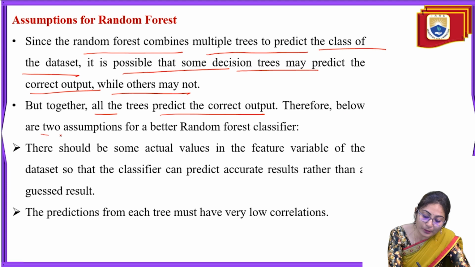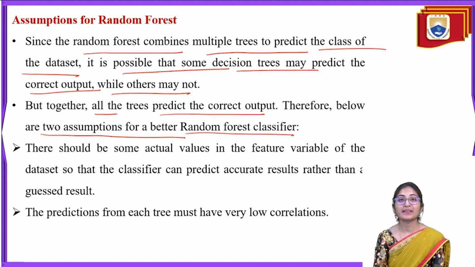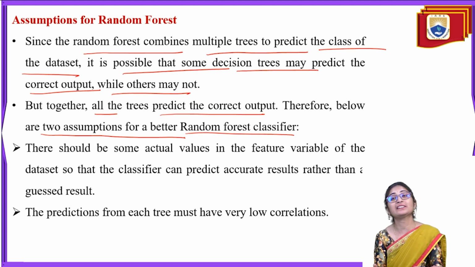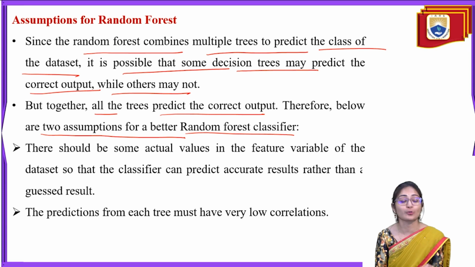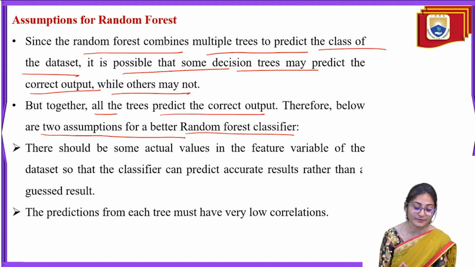Therefore, below are two assumptions for a better random forest classifier. Sometimes you will get the correct output, sometimes you will not. But if you keep all the decision trees together, at that time definitely you can predict the correct output. So for that purpose, you have to follow two assumptions in the random forest classifier.